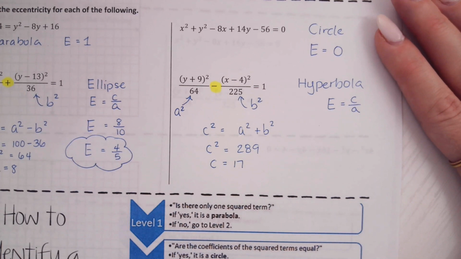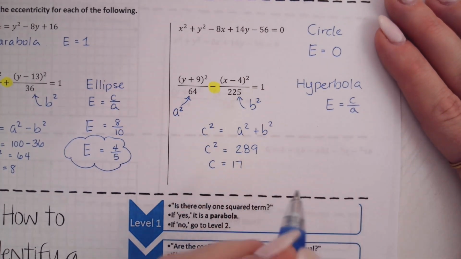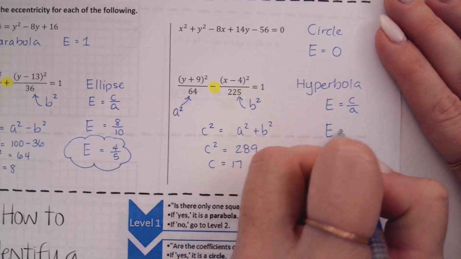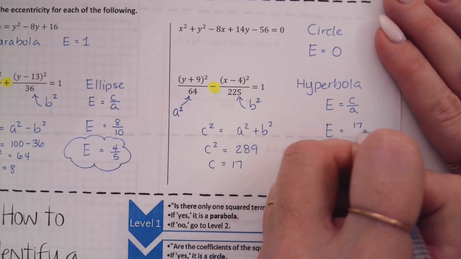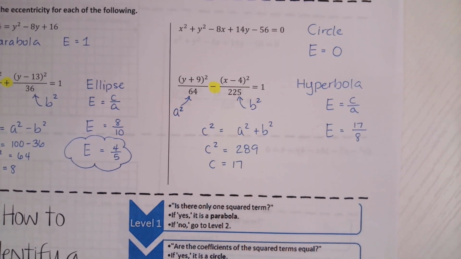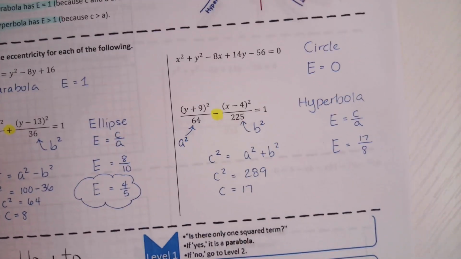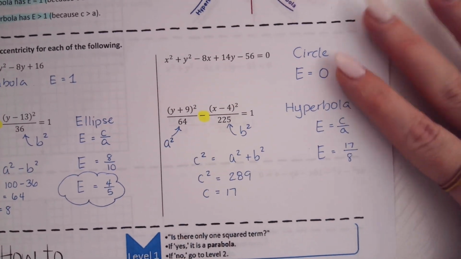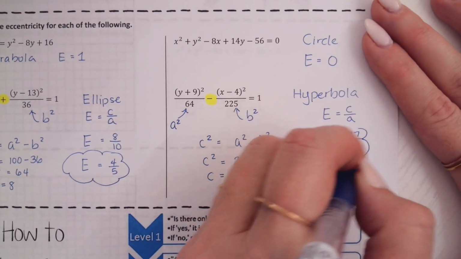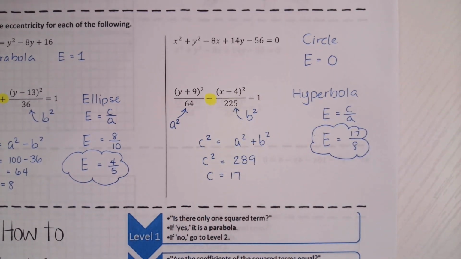17. So we'll substitute in our C and our A to our eccentricity formula and get 17 over 8, which does not reduce. Just double checking, it should be an eccentricity that is greater than 1. Is it? Yeah, 17 over 8 is greater than 1.